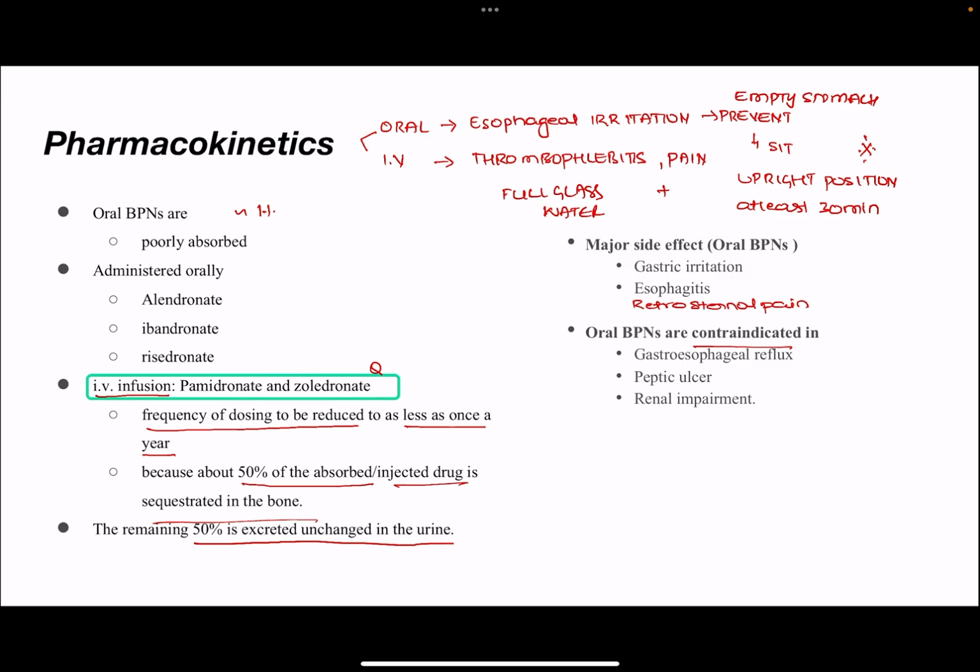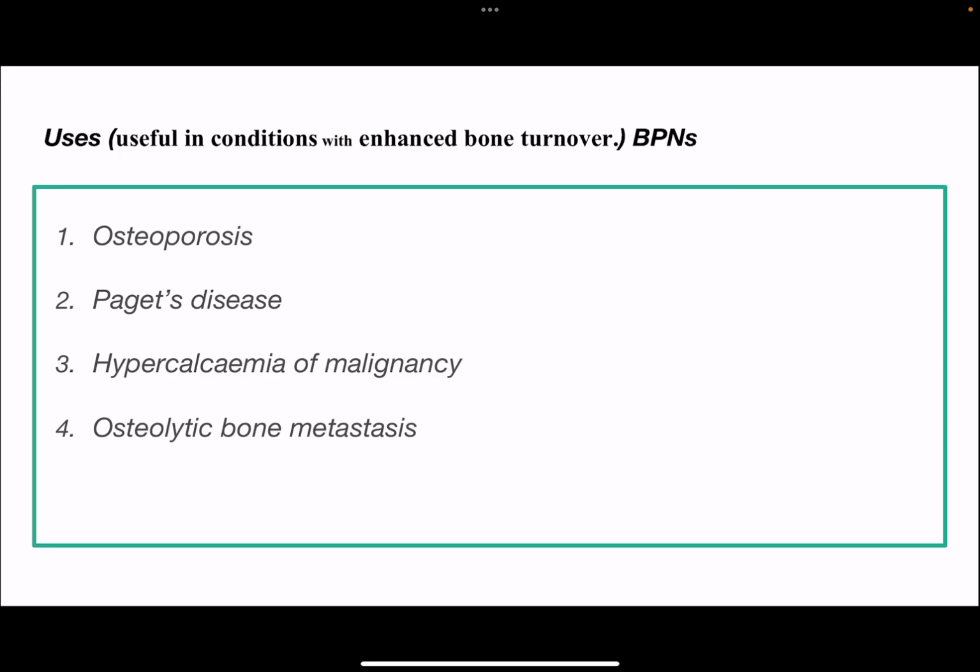Very important thing to remember from this slide is that for IV infusion we give only two drugs, that is pamidronate and zoledronate, and the major toxicity associated with oral bisphosphonates is gastric irritation and esophagitis. So coming to the therapeutic indications of the bisphosphonates.